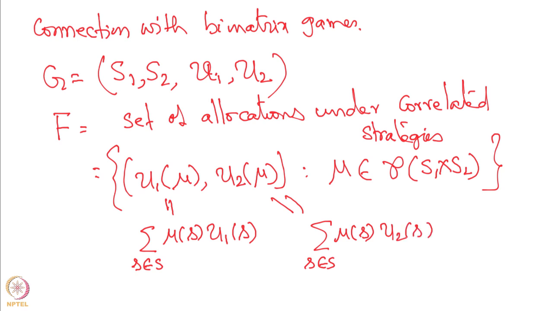And you can easily see that F is a convex and compact, in fact closed set, because S1, S2 are finite strategy sets. Therefore, the set of probability distributions on S1 cross S2 is compact, so mu ranges over a compact set, and F is a compact set. In fact, what we need is closedness. And how can we choose V? V could be any Nash equilibrium, for example.